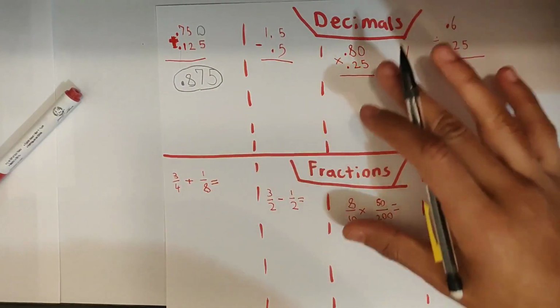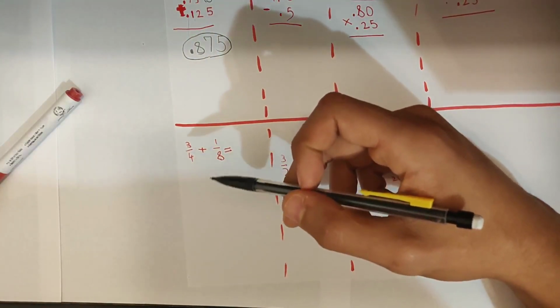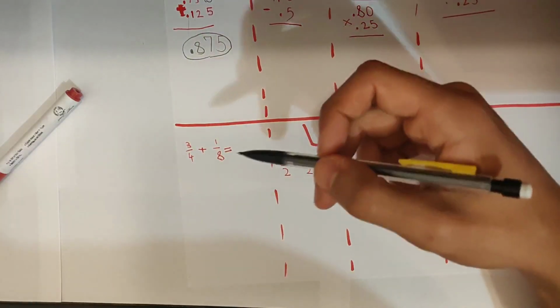Moving on to the fractions side. Our first step is to have a common denominator. Whenever you add or subtract, you must have a common denominator in order to properly visualize this.